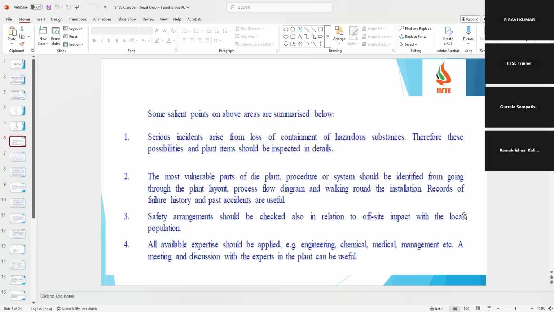So we have to discuss with all the people, if we talk about medical management, whether we have any antidotes or barrier creams, some sort of emergency medicines, availability of oxygen, etc. Okay.